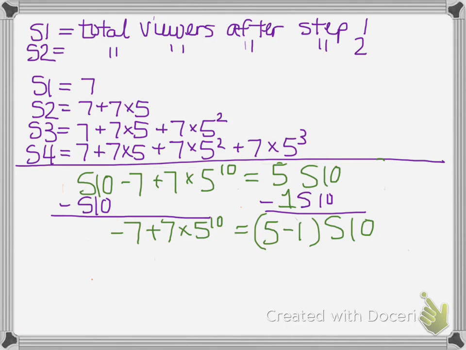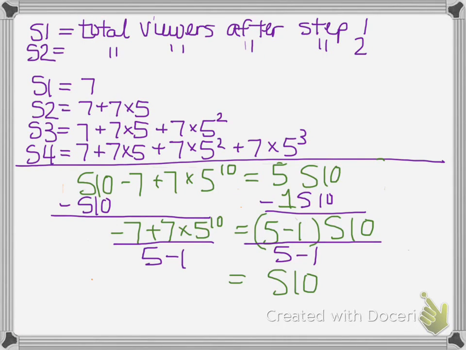The last thing I need to do to get S10 by itself is to divide. So I'm going to divide by the 5 minus 1 on both sides. On this side, it's just S10, the sum after 10 steps. And over here, I'm going to rearrange a little bit, and I'm going to factor a 7 out there. But first I'm going to move the order of the terms around. So I've got 7 times 5 to the 10th, and then plus negative 7 or just minus 7. And this is all over 5 minus 1.